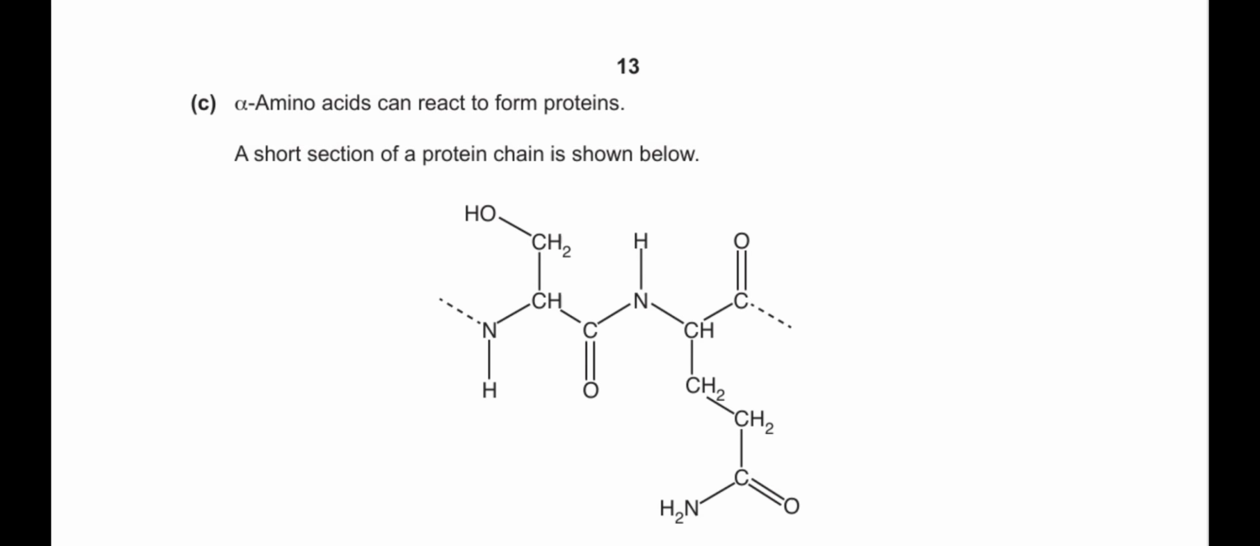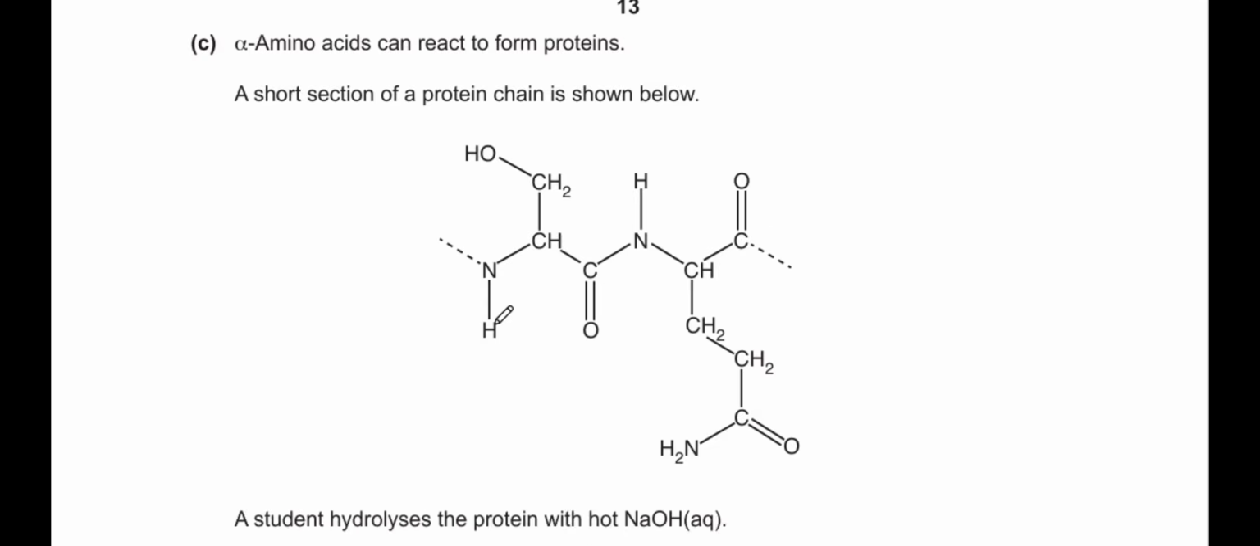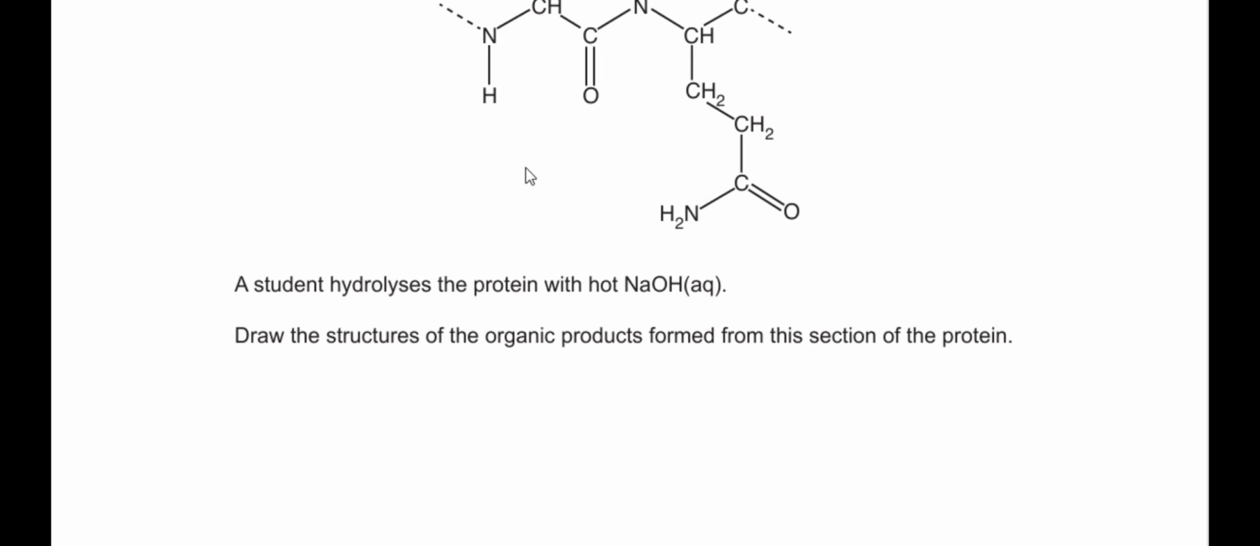Part C. Alpha amino acids can react to form proteins. A short section of a protein chain is shown below. A student hydrolyzes the protein with hot aqueous NaOH. Draw the structures of the organic products formed from this section of the protein. Okay, so hydrolysis actually means that the protein is broken down to regenerate the original constituent monomers.